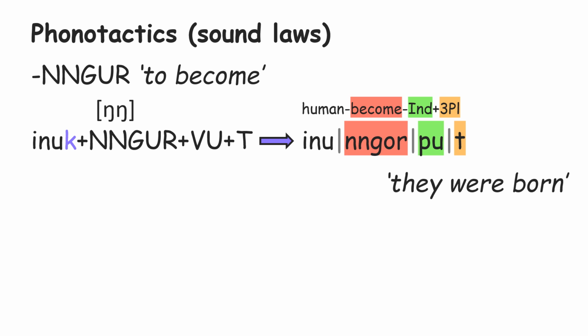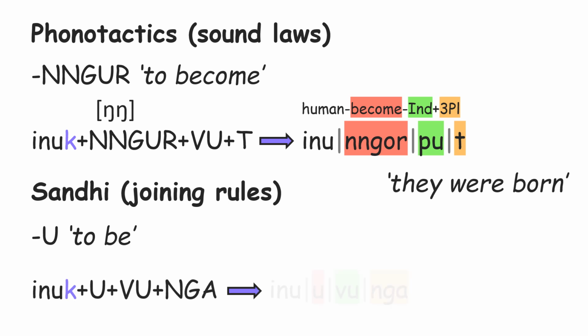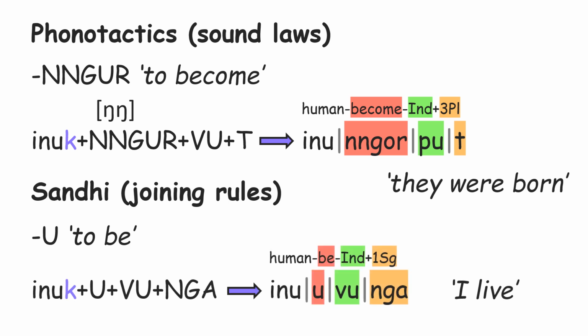Some morphemes delete any preceding consonant regardless of phonotactics. In such case, we are dealing with Sandhi, or joining rules, that are specific for each morpheme and have to be memorized. The affix u, to be, is an example of an affix that always deletes the preceding consonant, just because. If we attach this suffix u to the word root inuk, the K also disappears, and the final word becomes inuvunga, I live. Dictionaries often indicate whether a suffix deletes the preceding consonant by using a minus sign, as you can see with both of these affixes here.